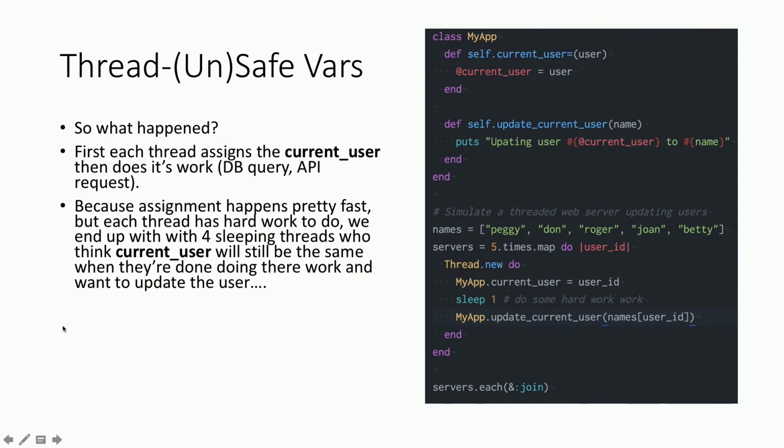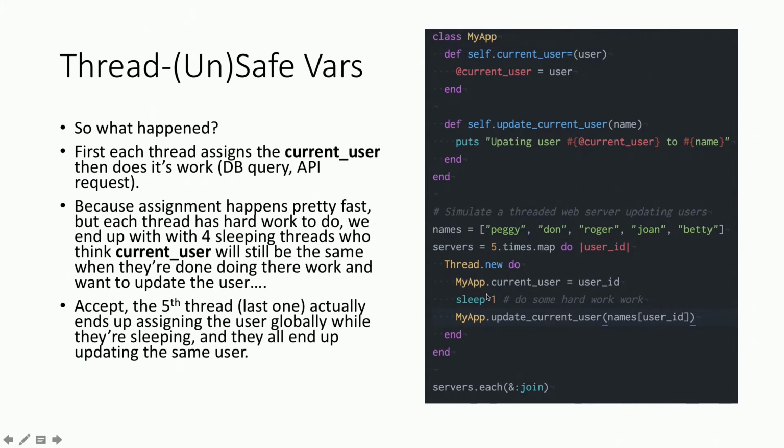And when they're done, they're like, hey, the current user is already gonna be the one we set. We don't have to worry about it. So then they update the user, and the 5th thread comes in, which is the last one to assign it, and says, while all the other ones are sleeping, okay, I'm going to set it to my user. While they're sleeping, they all end up updating the same user.